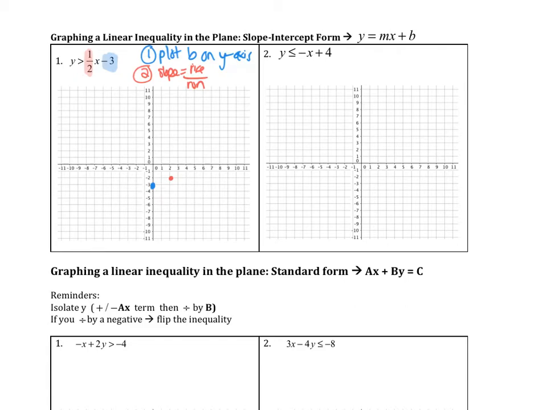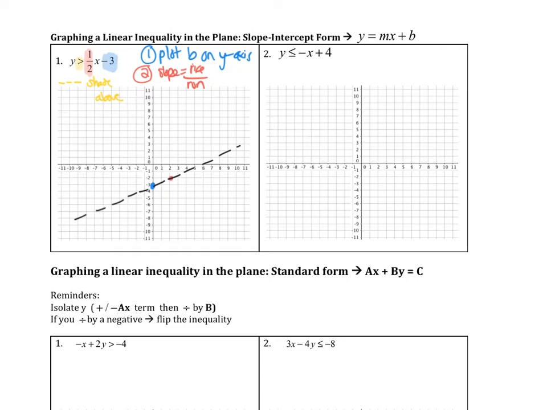But before I decide what line to make, I have to look at my inequality symbol. My inequality symbol for this one is a greater than sign. So that tells me I'm going to make a dashed line, and I'm going to shade above that line. So right now I'm going to make a dashed line that goes through these 2 points. So it's a dashed slanted line.